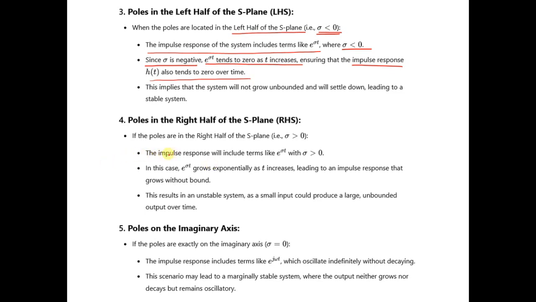On the other hand, if you place the pole on the right half of the S-plane, sigma is greater than 0, a positive value. e to the power sigma t is going out of bound, you cannot do anything. Even if the signal is bounded, the e to the power sigma t component, since the value is greater than 0, will take the output to infinity.